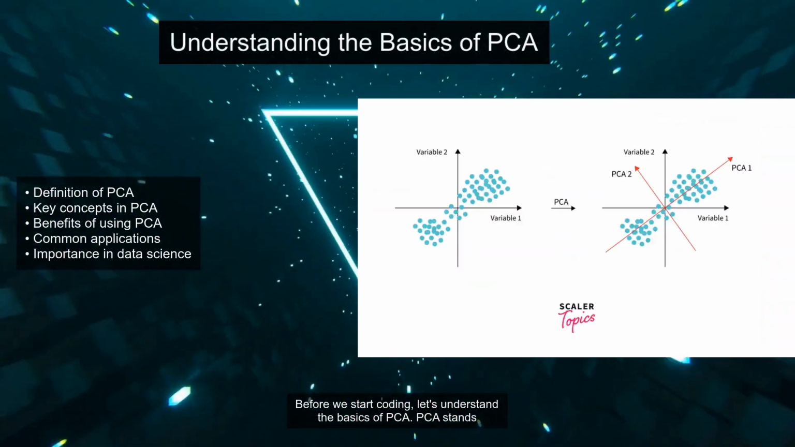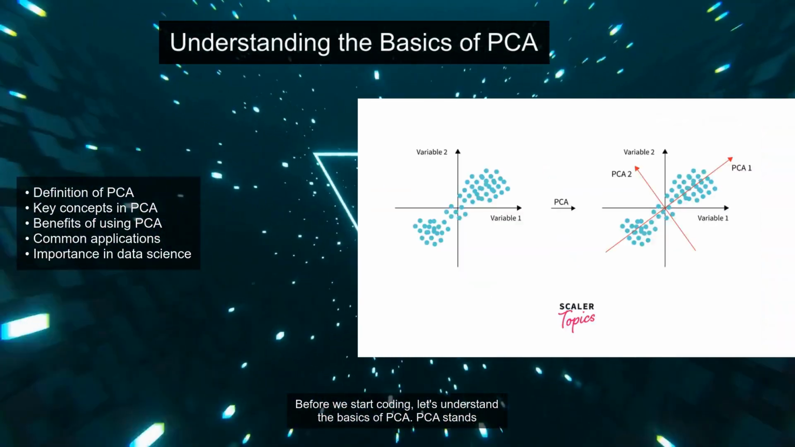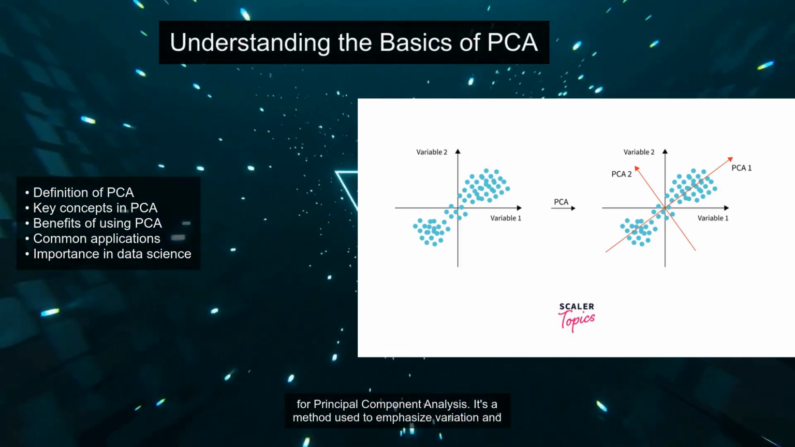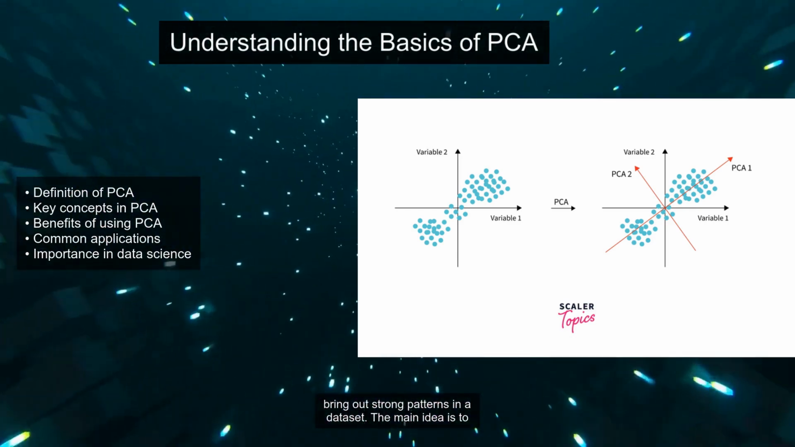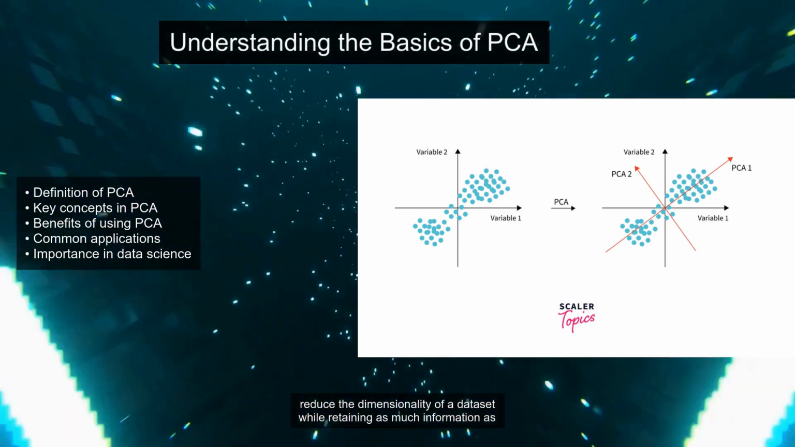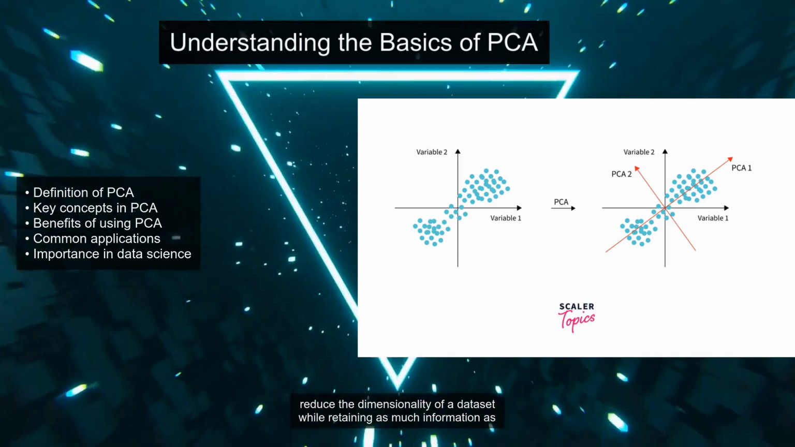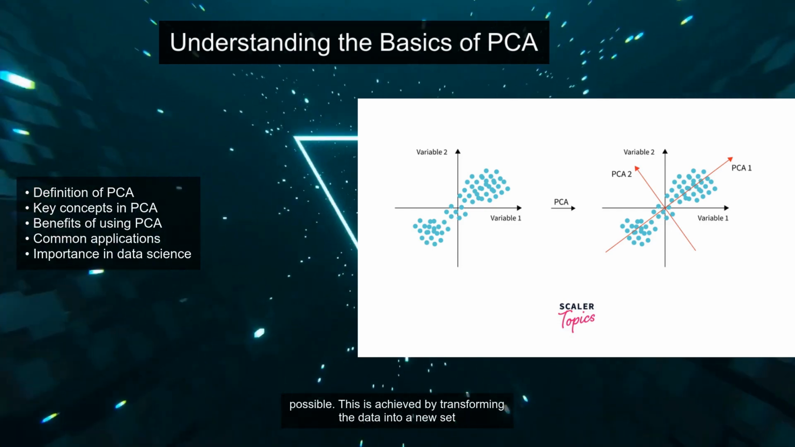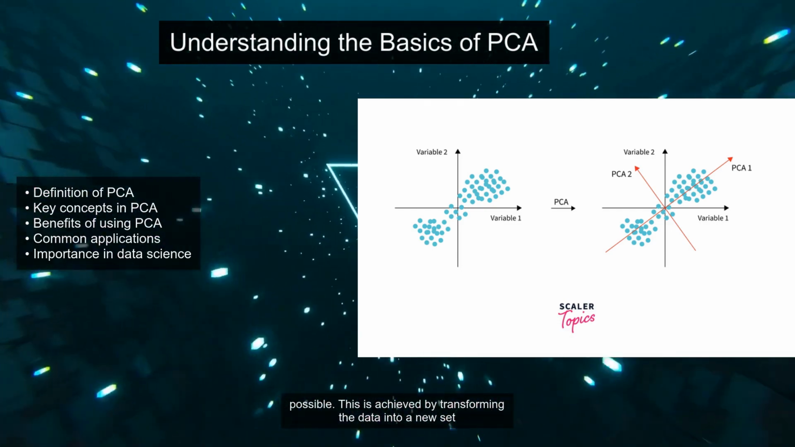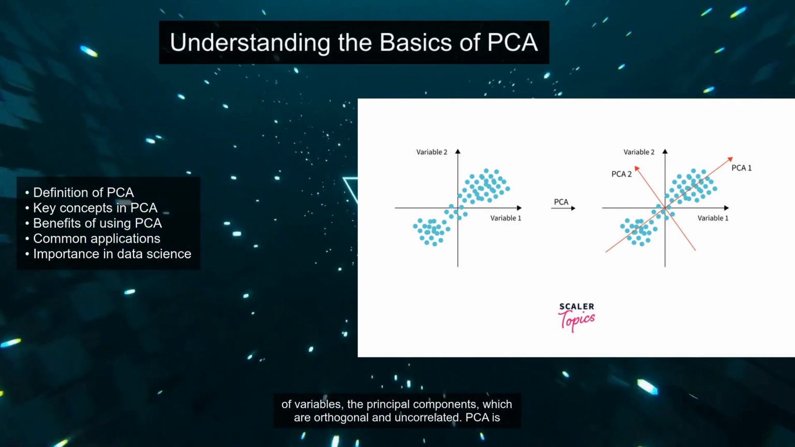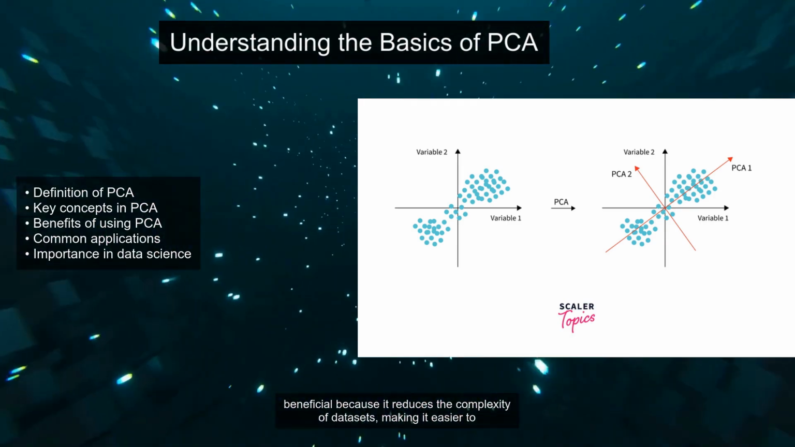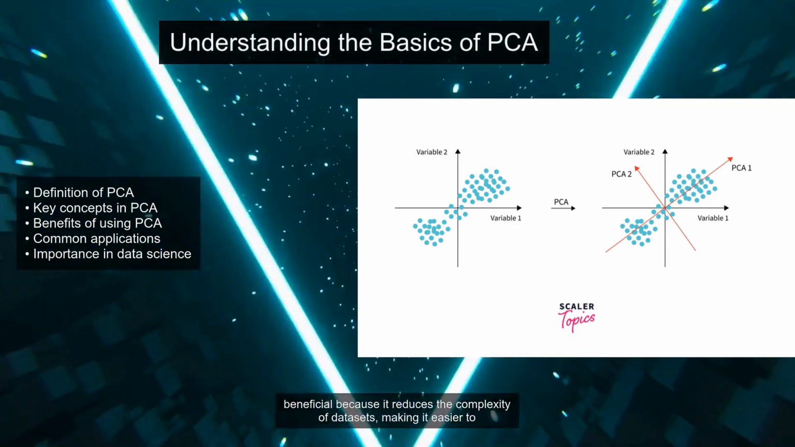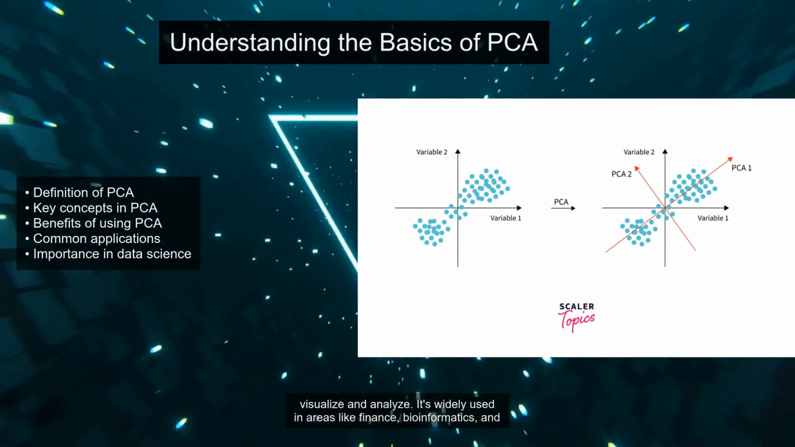Before we start coding, let's understand the basics of PCA. PCA stands for Principal Component Analysis. It's a method used to emphasize variation and bring out strong patterns in a dataset. The main idea is to reduce the dimensionality of a dataset while retaining as much information as possible. This is achieved by transforming the data into a new set of variables, the principal components, which are orthogonal and uncorrelated. PCA is beneficial because it reduces the complexity of datasets, making it easier to visualize and analyze.